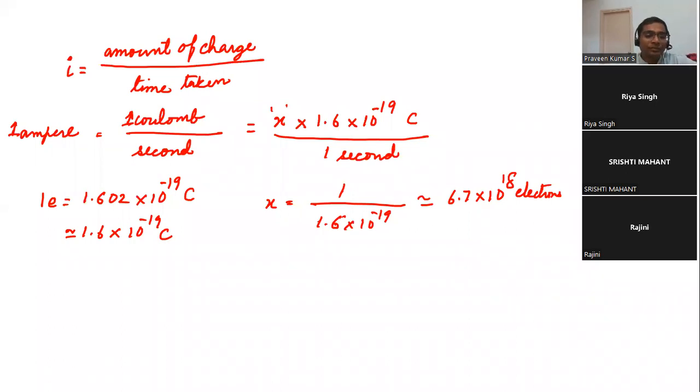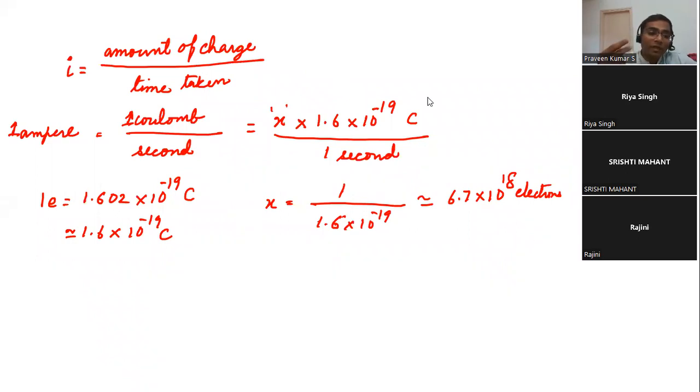If the current was 1 ampere, we know that there are 6.7 into 10 power 18 electrons. If the current was 2 amperes, it will be 2 times this. Yes, Tanvi has given the right answer in the chat box. It will be 2 times this, so it will be about 13 into 10 power 18 electrons.